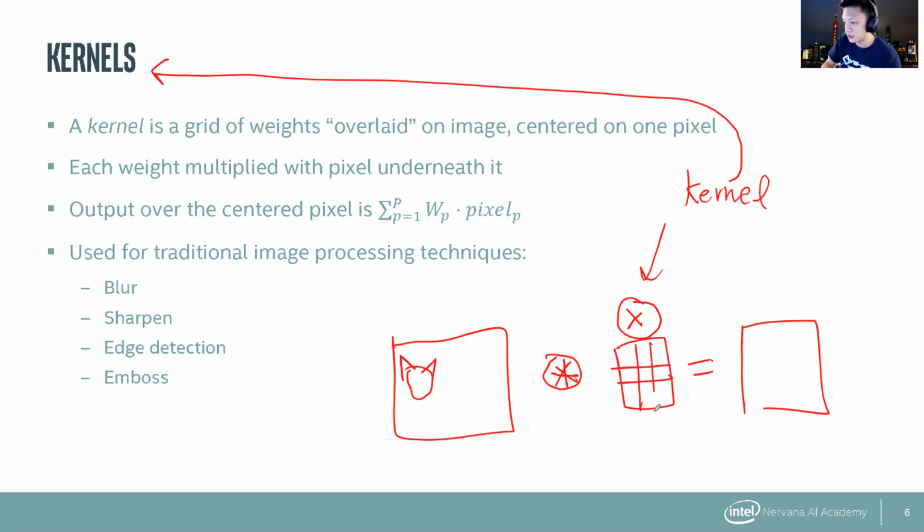Let's say that our kernel is 3 by 3, and it's just got a bunch of random values. We could initialize it to 1, 2, 9, 6, 4, 1, 2, 3, 5. It doesn't matter what it is. It's literally just a grid of numbers.